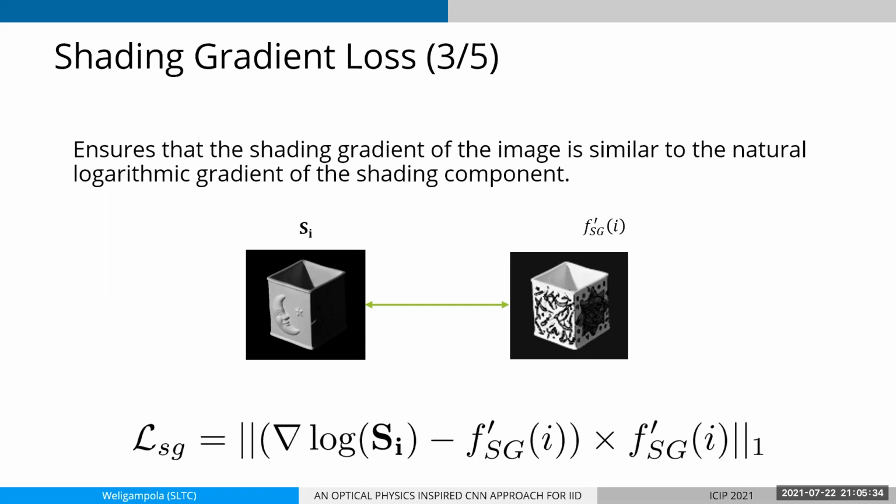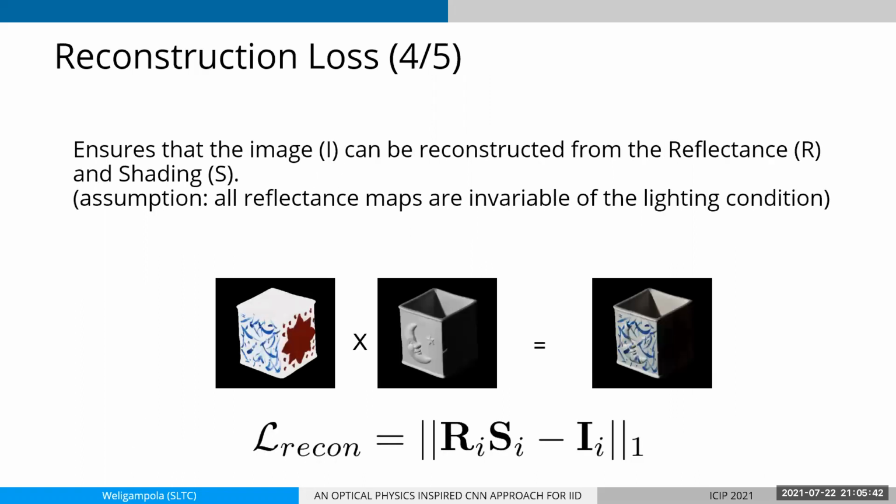As in, when the SG is activated, this component makes sure that the shading component varies in the same way as the image. The fourth component is the reconstruction loss, which is commonly used in many image decomposition models. It ensures that the original image can be constructed back again from the decomposed R and S components. In this case, it's through pixel-wise multiplication.